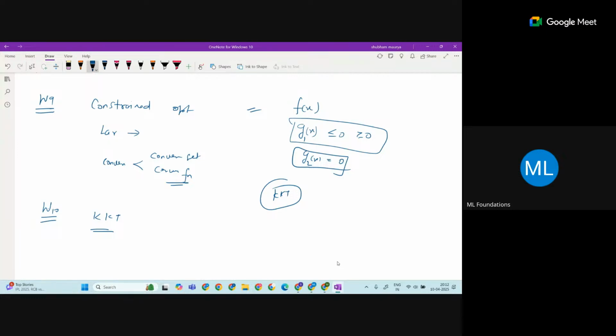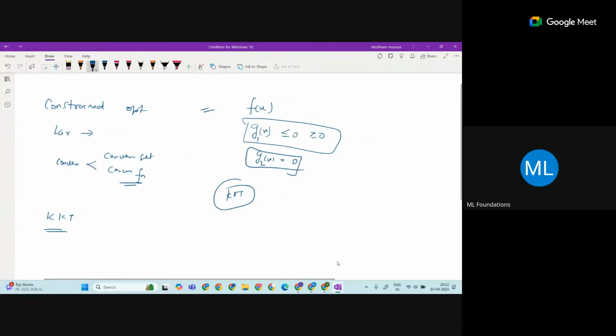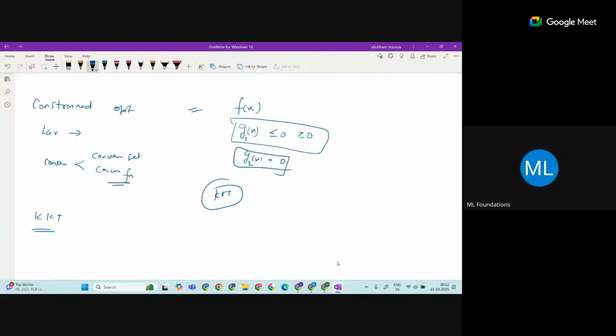If it is an inequality constraint, we are now revising. Usually in KKT, we have to take 4 conditions, no? Stationarity, complementary slackness, primal feasibility and dual feasibility.